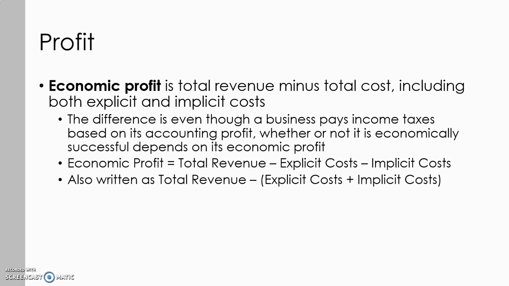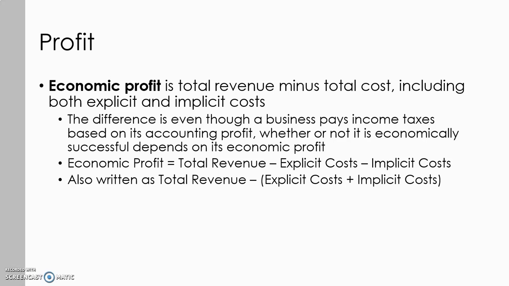Economic profit, though, is total revenue minus total cost. That includes both explicit and implicit costs. So here, you have to subtract not only the money you actually spend, but you also have to subtract your opportunity costs. So if you're turning a profit on paper, but you could be making the same amount of money doing something else, you know what? It's okay. Your economic profit is zero, but an economic profit of zero is still really good.